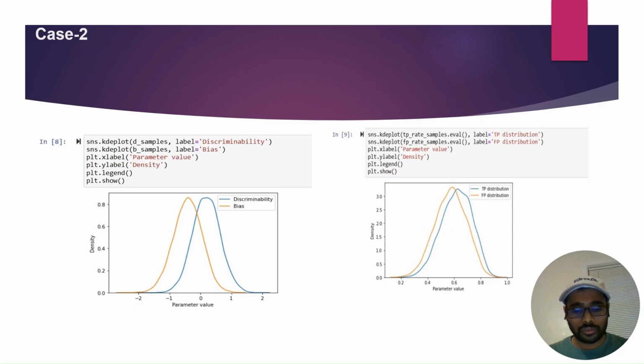In case 2, this code generates kernel density plots for two sets of data, d samples and b samples, using Seaborn. This allows for visual comparison of the distribution of data for discriminability and bias. Blue graph for discriminability and orange graph for bias. In the second part of the code, we are plotting the true positive rate and false positive rate distributions for visual comparison. Blue graph is for the true positive rate distribution and orange graph is for the false positive rate distribution.